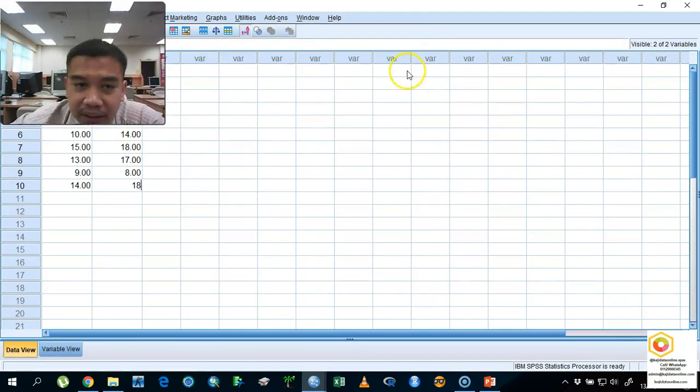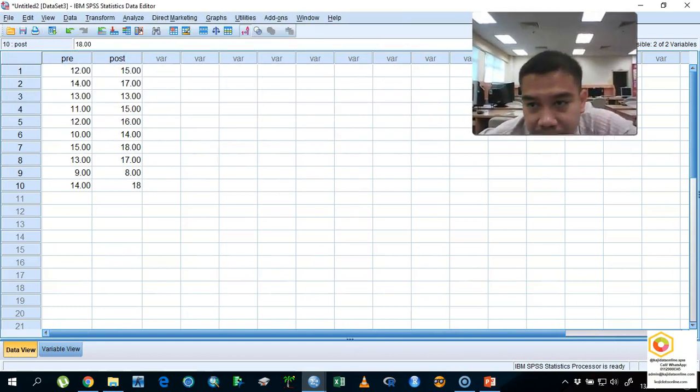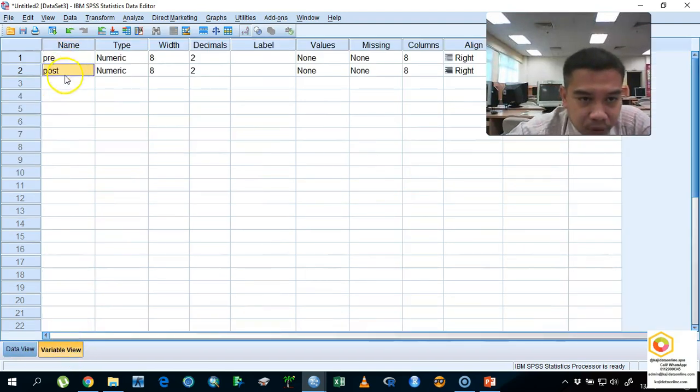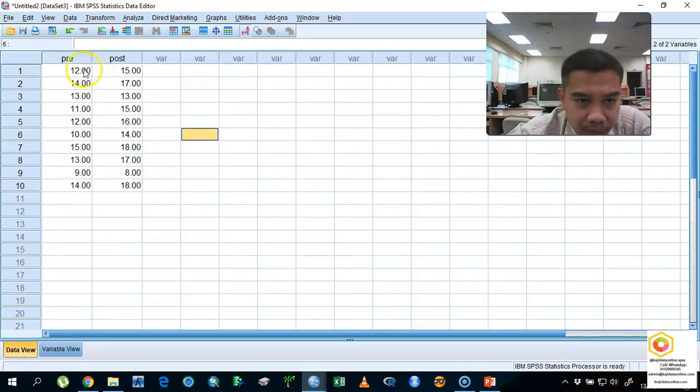Okay, ladies and gentlemen, this is the data. Okay, can you do that? You just put pre and post in the variable view here. You set them as pre and post first, and then go to the data view and put the numbers as follows.